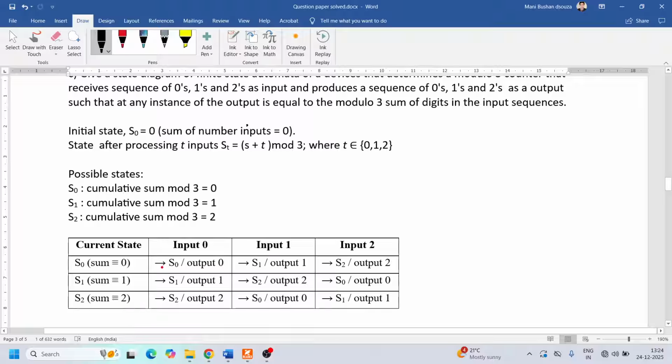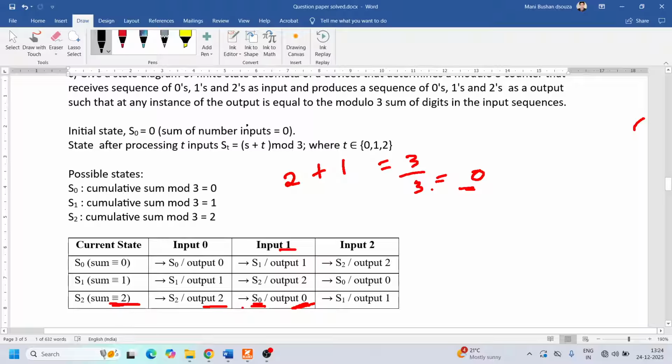Now let us look at this state. Your current value is 2. 2 plus 0 is 2 itself. 2 by 3, the output will be 2 itself. That is state 2. You are in the 2 state. 2 plus 1 is 3. 3 divided by 3, the remainder is 0, and that is what is given over here. So 2 plus 1, the answer will be 0. Remember, the remainder is 0.